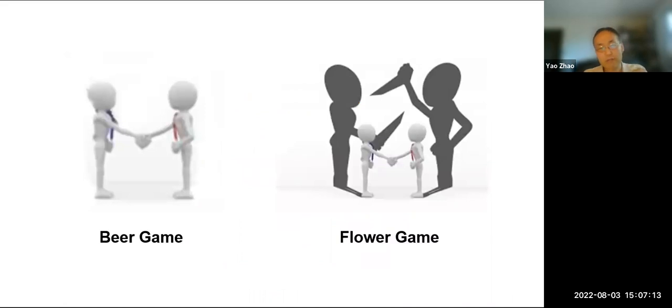So if we can summarize the difference between the beer game and the flower game by one graph, it looks like this. Right? So for the beer game, it's all about handshaking. It's only quantities. So they have to synchronize their orders and so on to achieve coordination, to share information and so on. But for the flower game, it's much more complicated. It's not only about handshaking. It's actually more about backstabbing. About conspiracies, about cheating, about game playing and so on. So, well, I think this actually is more like real life.